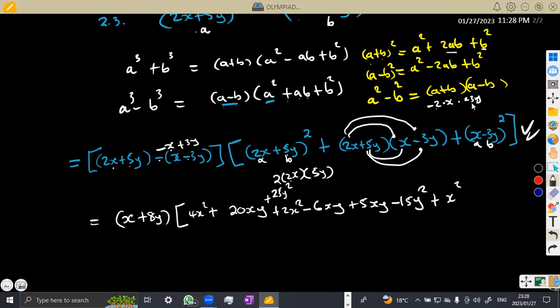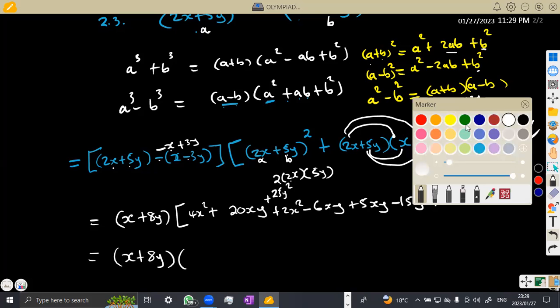So negative 2 times 3, that's negative 6. So you're going to have negative 6xy. And the last part is plus b squared, where our b is 3y. So 3y squared, 3 squared, that's 9y squared. So this is what you're going to have here. At the end, you're going to have 8x plus 8y into, we can collect like terms here.